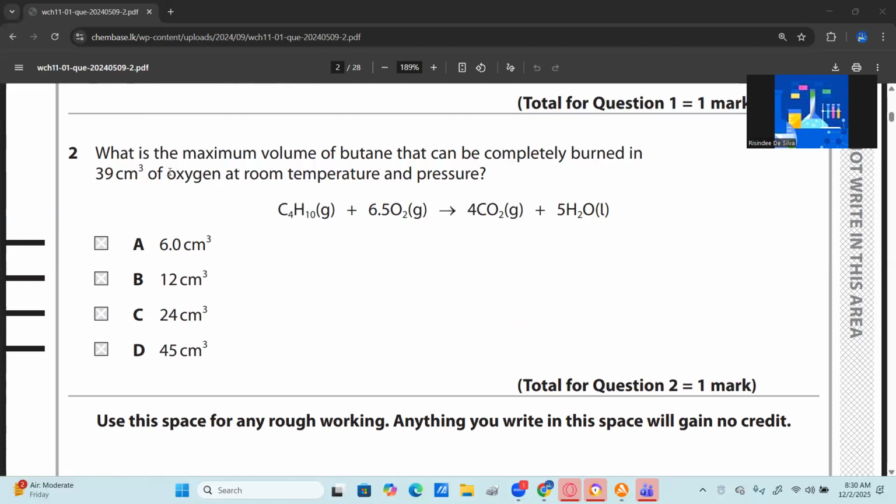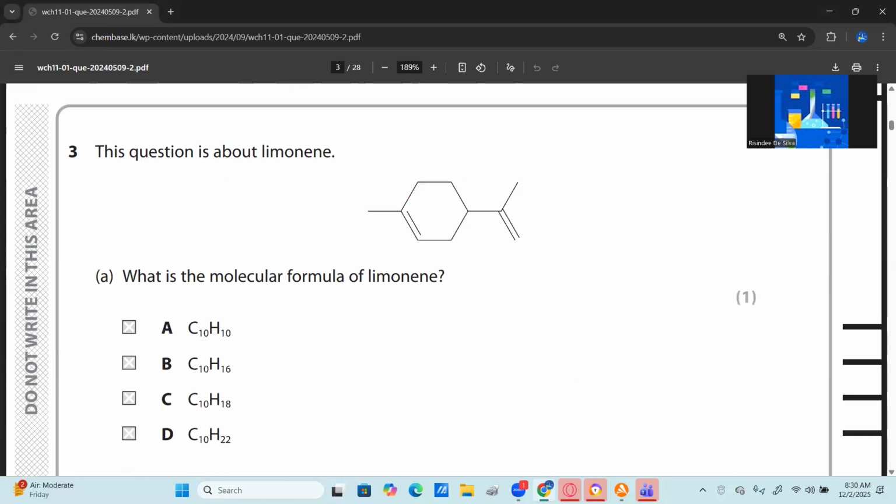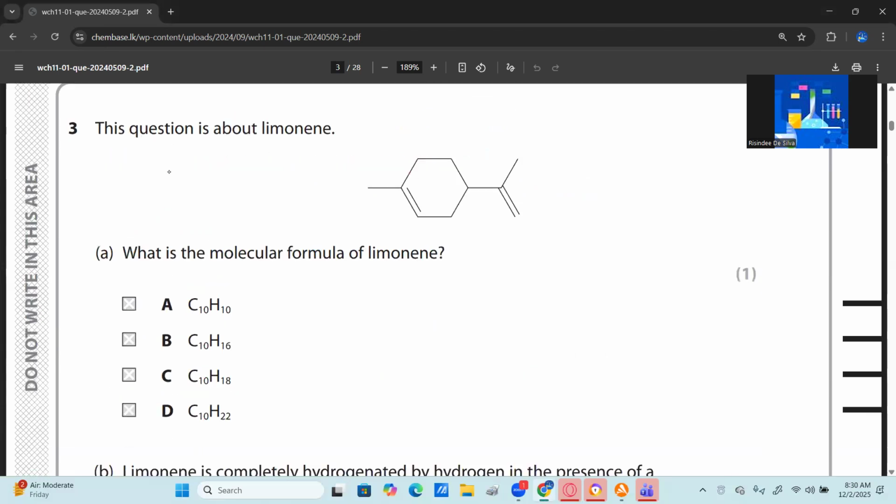Then we'll see the third one. The question is about limonene. What is the molecular formula of limonene? So if I count the number of carbons, 1, 2, 3, 4, 5, 6, 7, 8, 9, 10. So we have 10 carbon atoms.